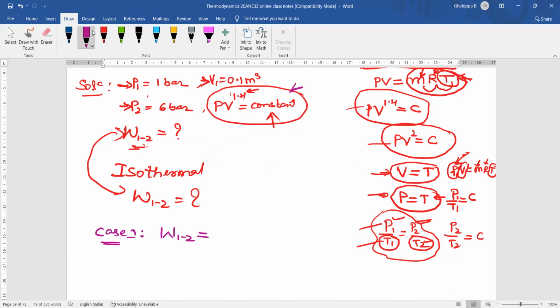Adiabatic. What is the expression for work done in an adiabatic process? W = (P1 V1 minus P2 V2) divided by gamma minus 1. Yes, simple, gamma minus 1.